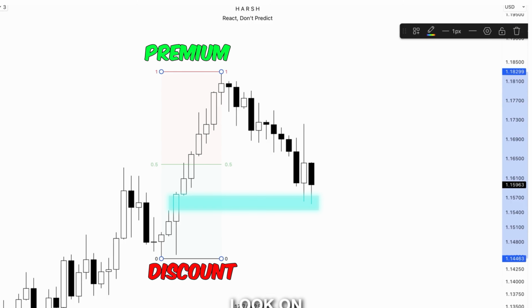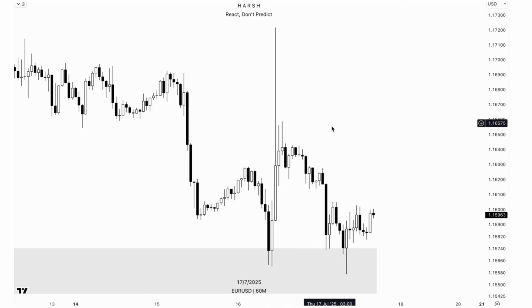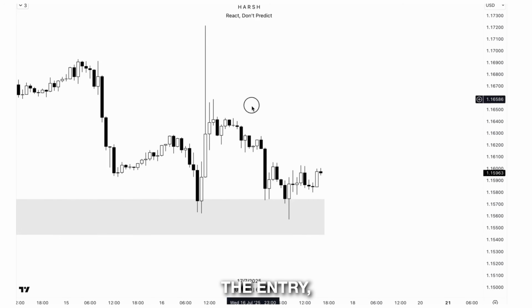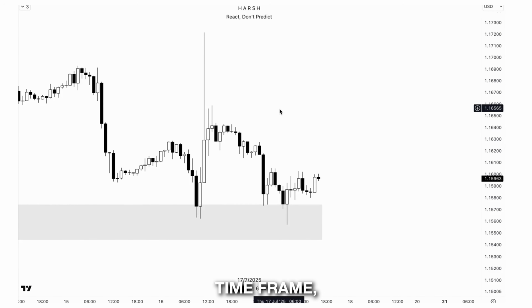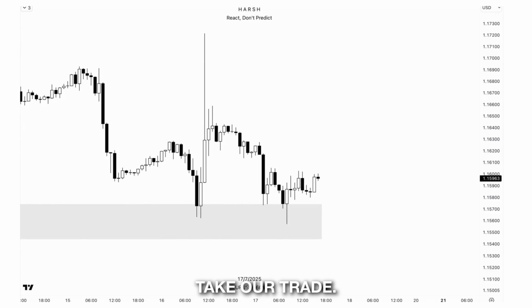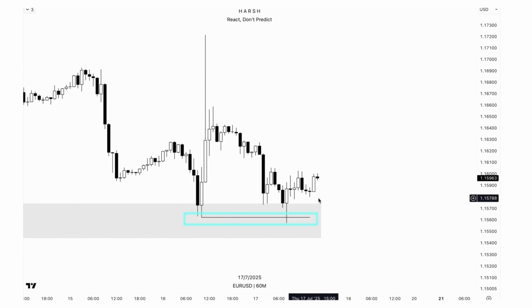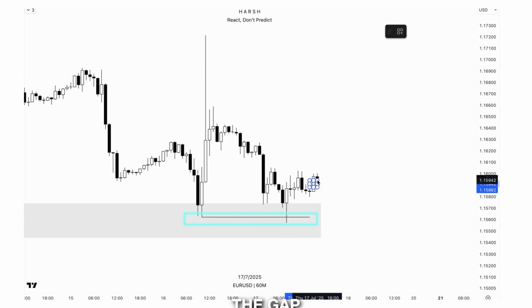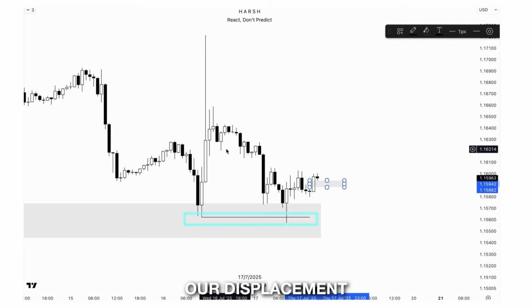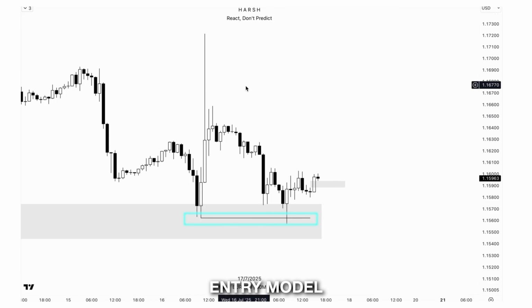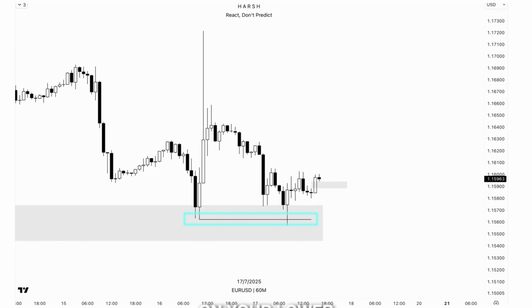And now once you look on the lower time frame, all you have to do is wait for the confirmation or wait for the entry. For example, that was a daily time frame, so we can use 1 hour to take our trade. And here we can see we have this sweep of this low, and then you can maybe just wait for this fair value gap to form for a displacement or whatever type of entry model you have. You can simply trade that on your lower time frame.